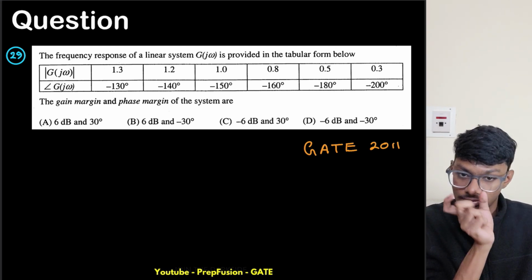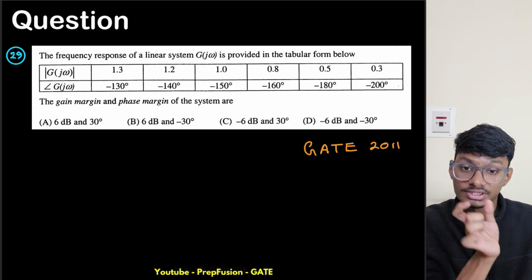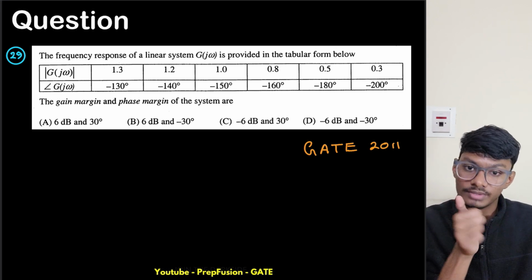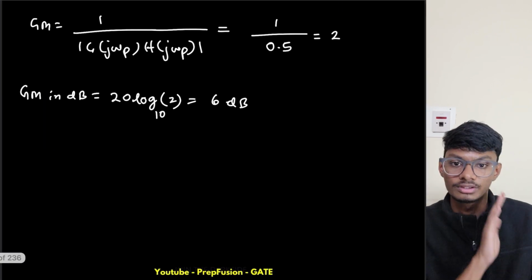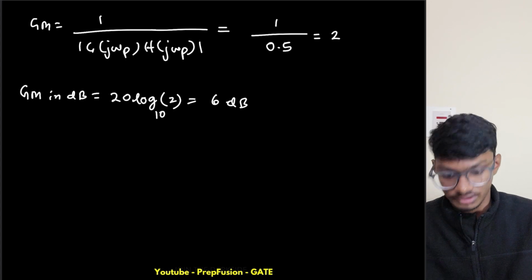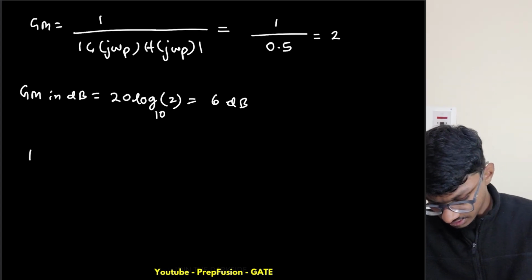So 30 degrees is positive, but it is a negative angle. So minus 30 degrees. So phase margin is 30 degrees itself. Don't get confused by that, or simply use the formula and you will never get confused. What is the formula for phase margin?